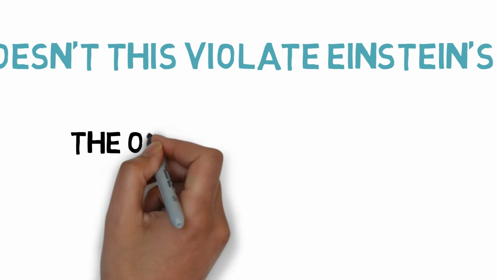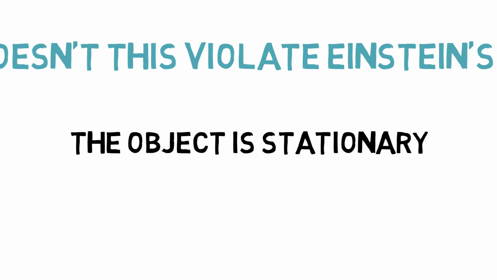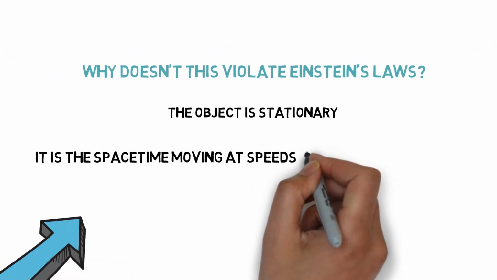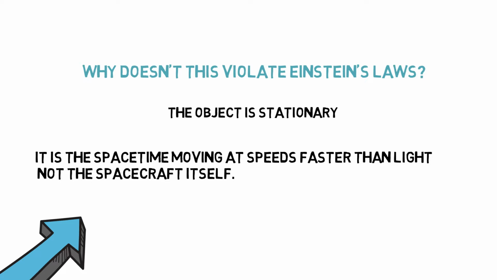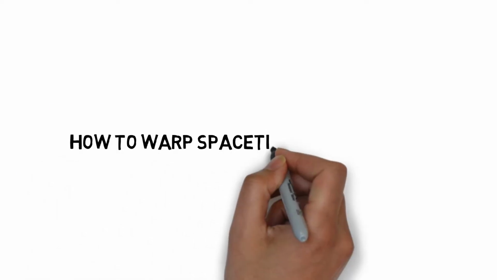So why doesn't this violate Einstein's laws? The object itself is stationary, it's the space-time moving at speeds faster than light, and Einstein's laws do not limit the speed at which space-time can expand and contract.